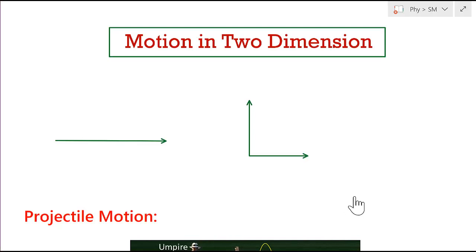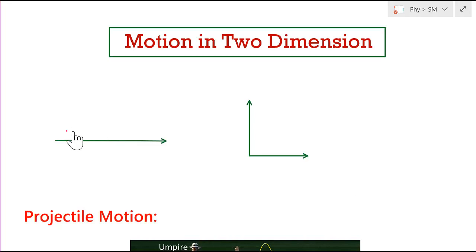Hello friends, in the last video we saw how to analyze motion in 1D, that is motion along a straight line, and this straight line can be the x-axis, that is a horizontal axis, or it can be the vertical axis, that is the y-axis. In that video we learned how to determine its position at a given point of time t1 and how to determine its velocity at any point of time t1.